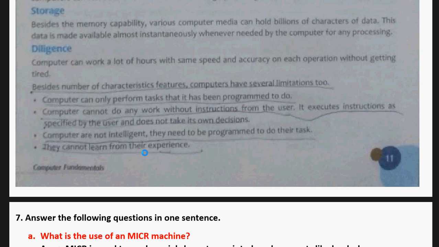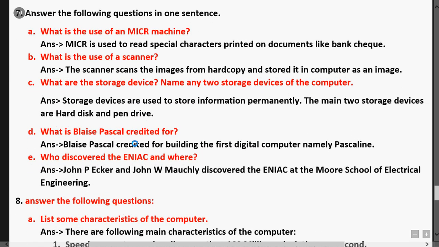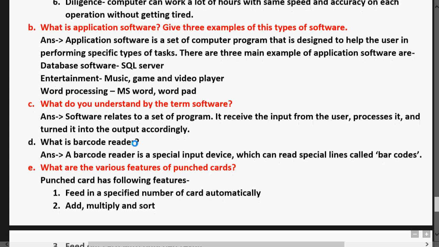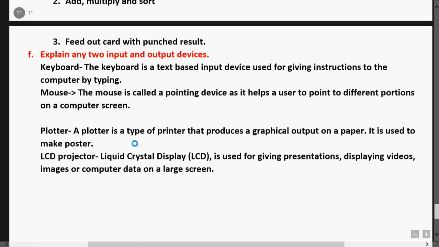So this is the first chapter for class 7. These are some questions you can see, and you will remember these questions. What is the use of MICR, what is the use of the scanner. And there are some long questions also. List some characteristics of computer. The second long question is what is application software, give 3 examples of its type. What do you understand by the term software, what are the various features of the punch card, and the last question, explain any two input and output devices. So these are the important questions related to the fundamentals of computer chapter for class 7.